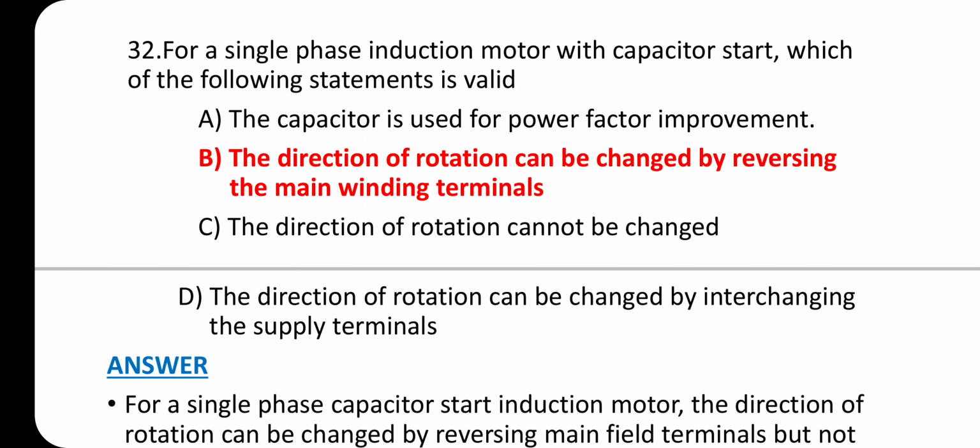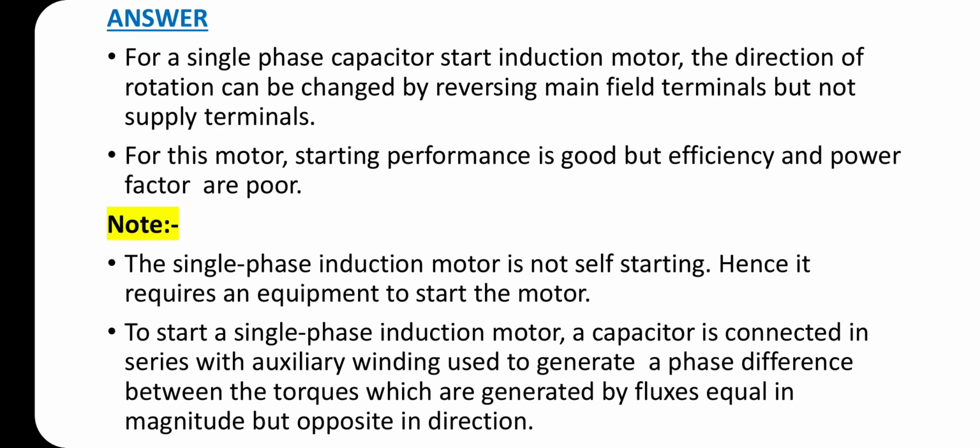Question number 32. For a single phase induction motor with a capacitor start, which of the following statements is valid? Answer is option B. The direction of rotation can be changed by reversing the main winding terminals. For a single phase capacitor start induction motor, the direction of rotation can be changed by reversing the main field terminals but not the supply terminals. For this motor, starting performance is good, but efficiency and power factor are poor.